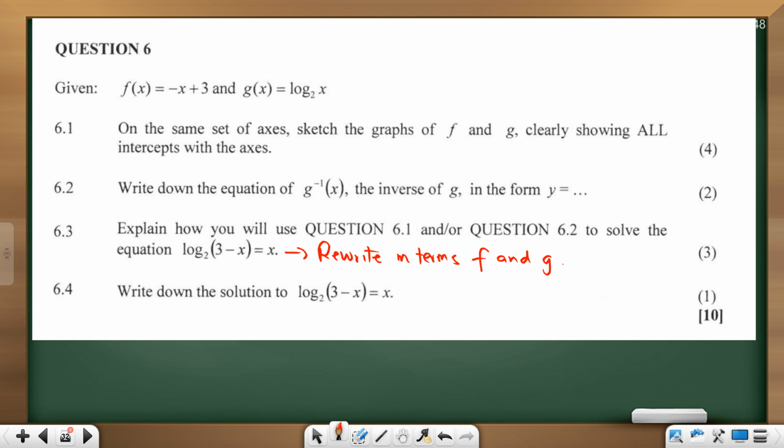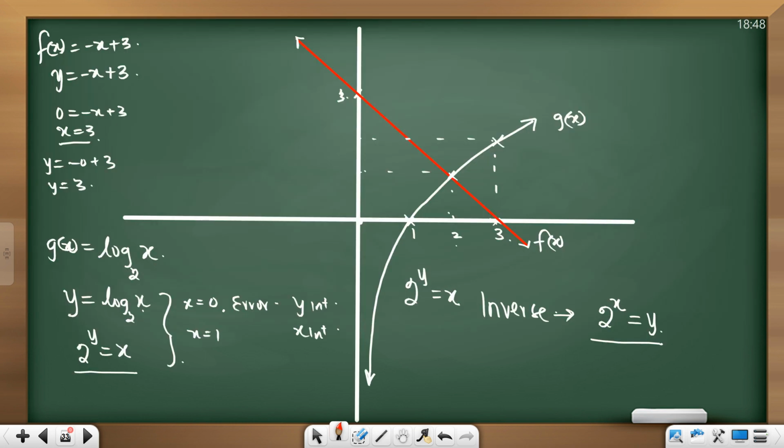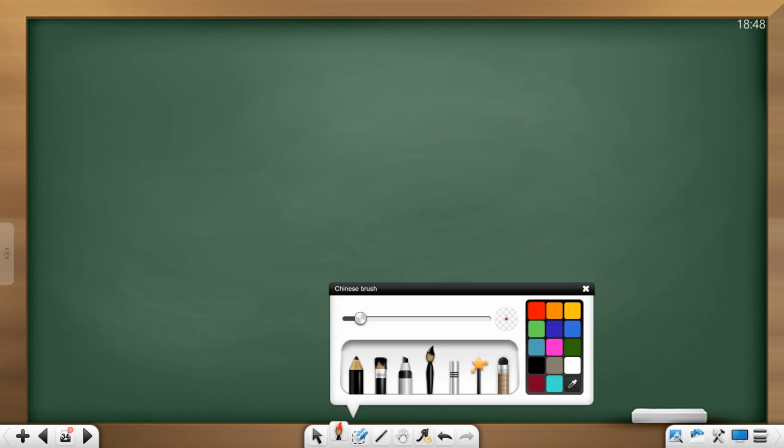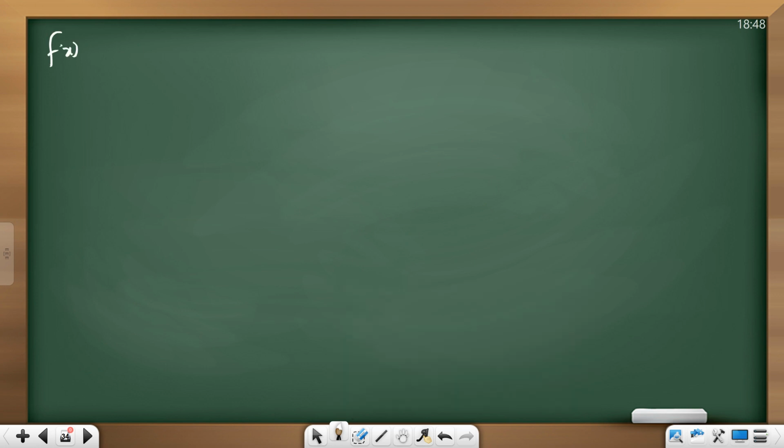What do I mean? f of x is negative x plus 3, right? And g of x is log 2x. Let me quickly write my functions here. What is my f of x again? Negative x plus 3. What is our g of x? Okay, log of base 2. Now, examiner says, how will you solve log 2? Let's see something, guys. Let's check something. Let's try to get rid of the logs. What would you say?